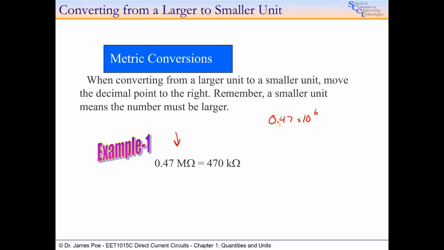If I move this over, again, we're using engineering notation by 3, I have to add a 0 here. So that's going to give me 470 times 10. Now this is the tricky part. This went 3 bigger, so this needs to go 3 smaller. And so if I take 3 from 6, that gives me 3, which is kilo. That's all there is to it.